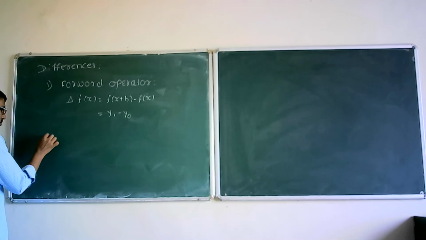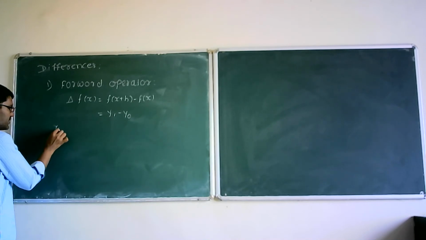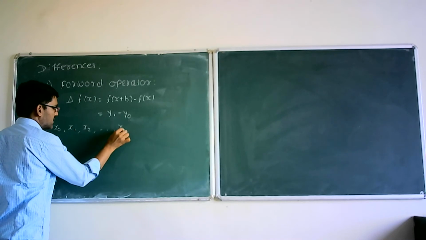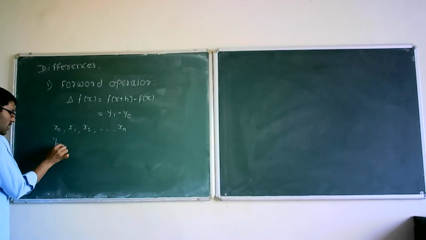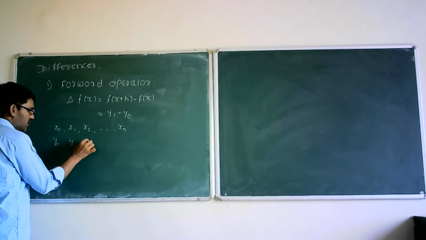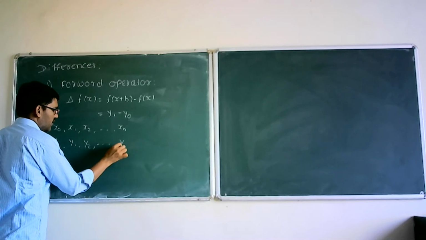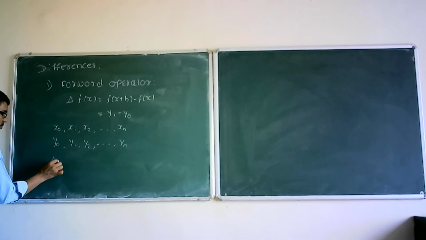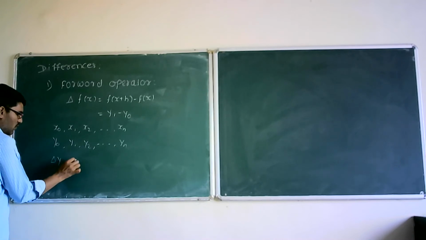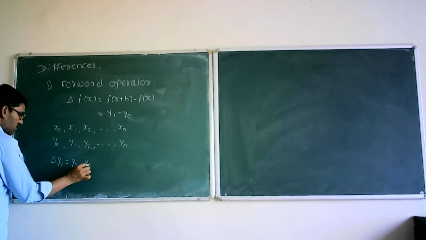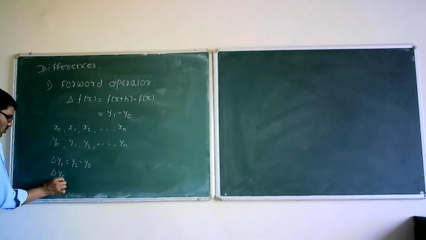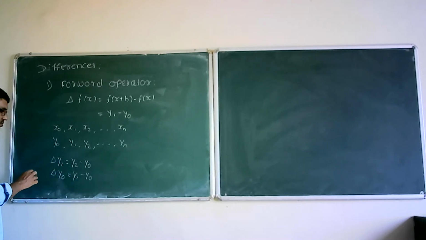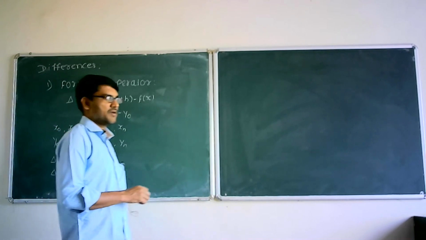Okay, it means, if you know some equally spaced values, say x0, x1, x2, xn, and corresponding values of y, say y0, y1, y2, yn, then you can easily obtain the forward difference. Delta of y0 is y1 minus y0. Delta of y1 is y2 minus y1. So this is called the forward difference operator.